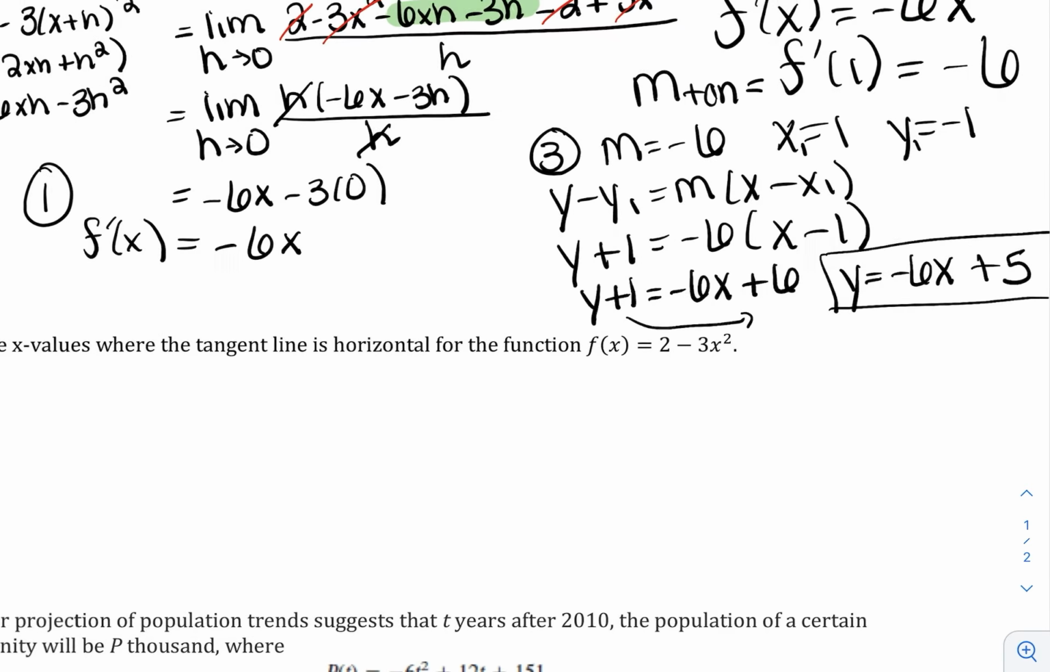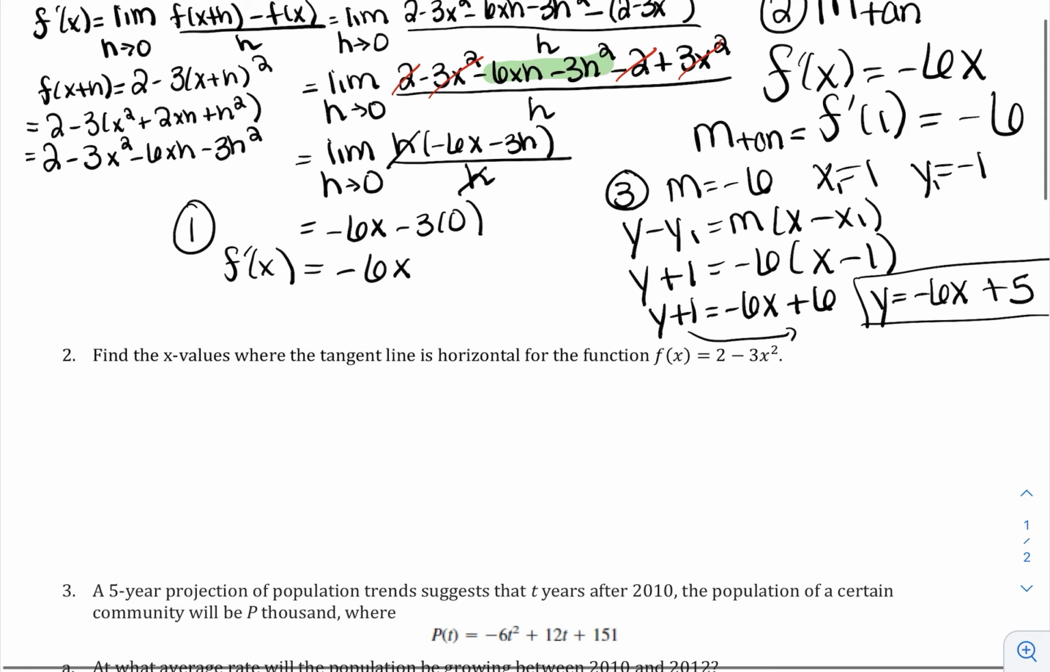So my function is 2 minus 3x squared. And at x equals 1, the line that lies on top of the graph at x equals 1 has the equation negative 6x plus 5. So anytime you're doing these questions, which you're going to be doing a lot in this class, remember your 3 steps. Step 1 is to find the derivative. Step 2 is to find the derivative at that specific x. And step 3 is to plug in your goodies into your equation of a line.